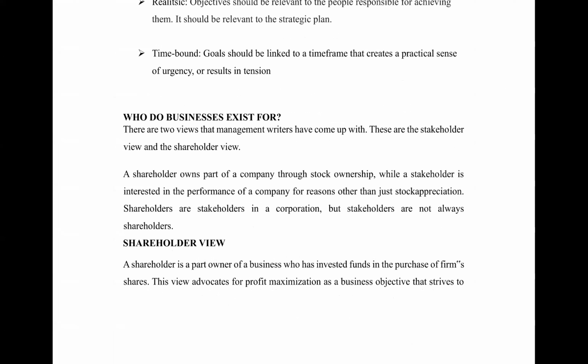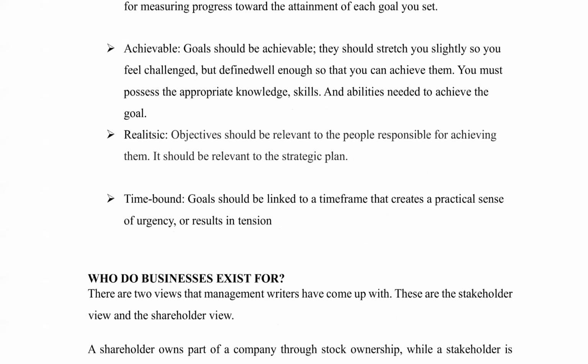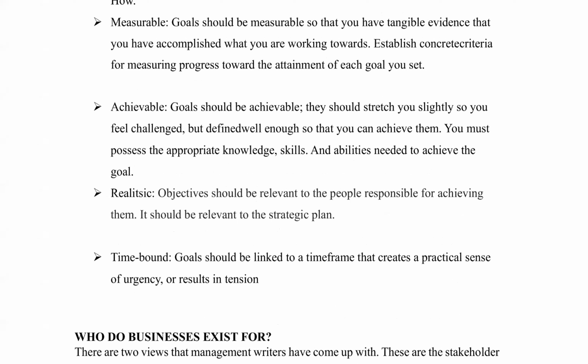What now? Who do the businesses exist for? The businesses, they are for who? So there are basically two views that management writers have come up with. The first one is the stakeholders' view, and the second one is the shareholders' view. Now I want to pose a question to the class. What could be the difference between a stakeholder and a shareholder?